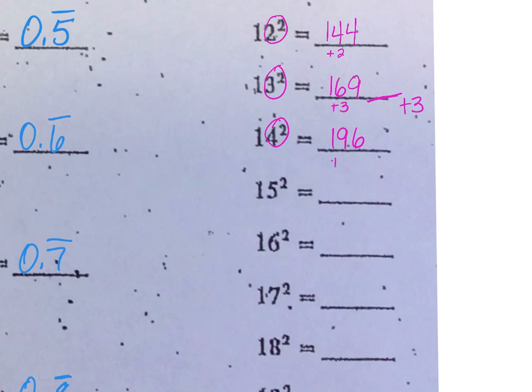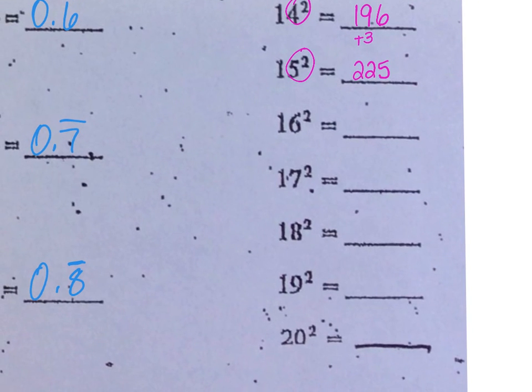15 squared, I add 3 to this. That's 22. 5 squared is 25. It ends in a 5. 16 squared, I add 3 to this again. It's 25. 6 squared is 36. It ends in a 6. 17 squared, I add 3. I get 28. And 7 squared ends in a 9.